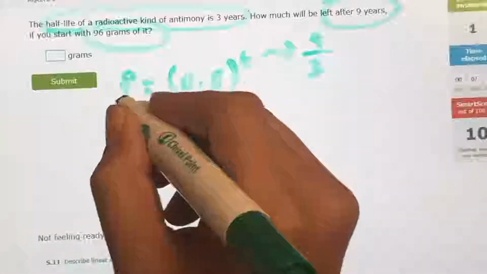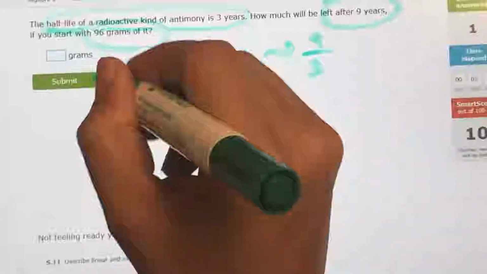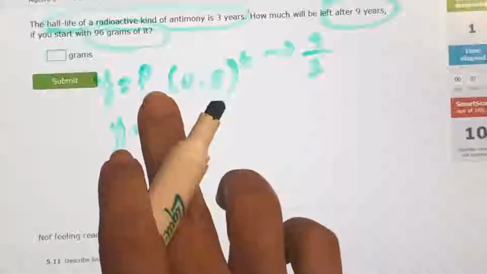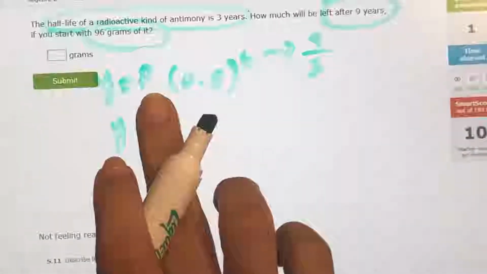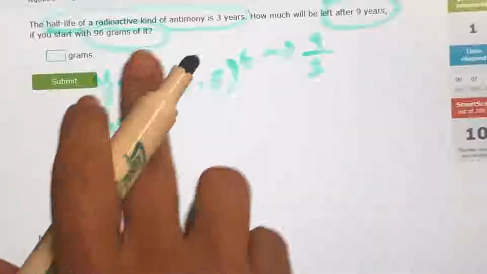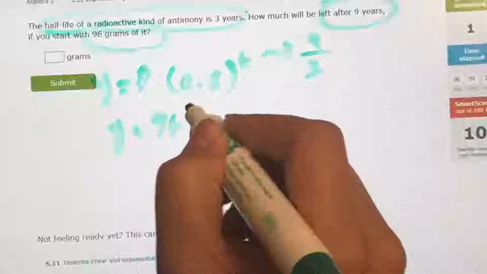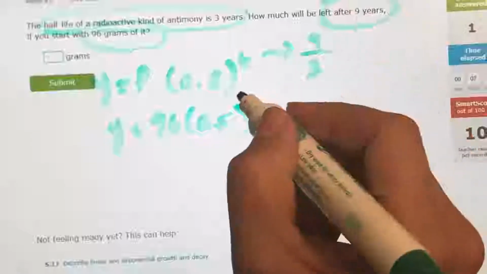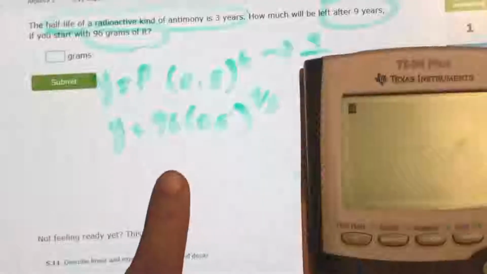So I'm going to rewrite this. Oh, I'm sorry, the equation's wrong. P equal, there you go. That's the equation. So I'm going to rewrite this with just the numbers. The P stands for the original amount. So what was the original amount? It was 96 grams. And then we have 0.5, and then we have T, which is 9/3. And you don't even have to simplify this before you put it in the calculator. You're just going to put it exactly how you see it.